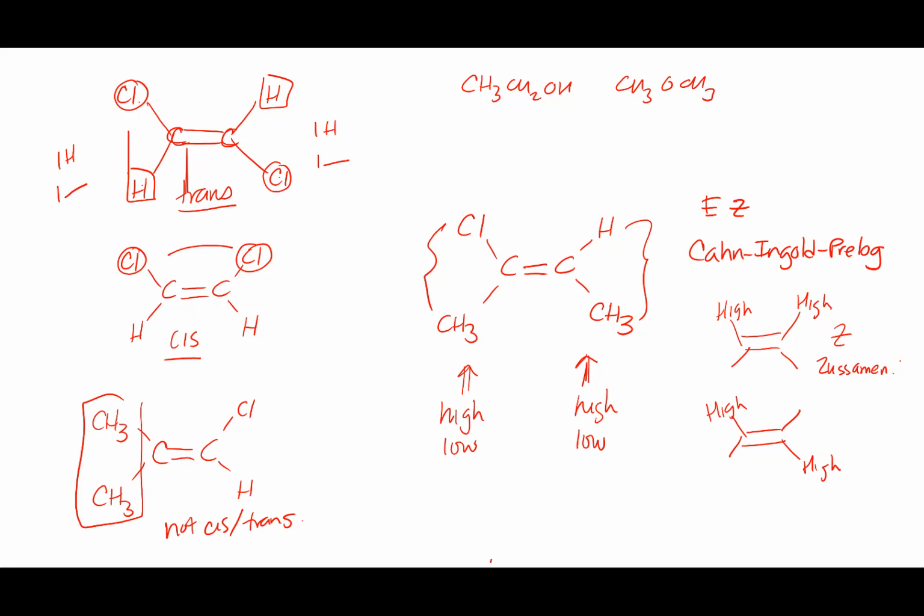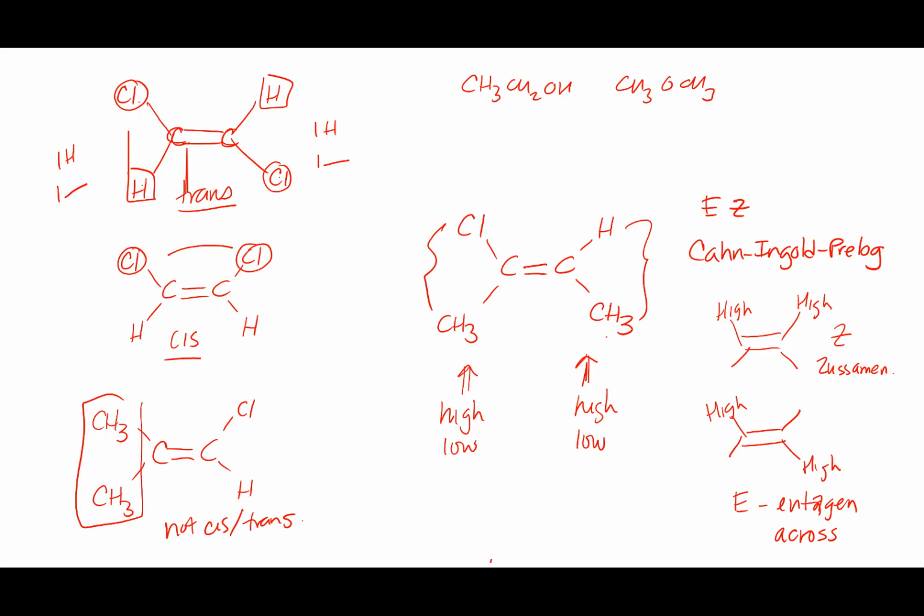So zusammen means together. And then E stands for enthalten, and that means across. So they use the German letters and the German words to basically create an equivalent of cis-trans. And they said, we're going to develop a system that's going to be able to tell which of these two groups is higher priority, which of the other two groups is higher priority, and then take the two high priority groups and they're either together or crossed.